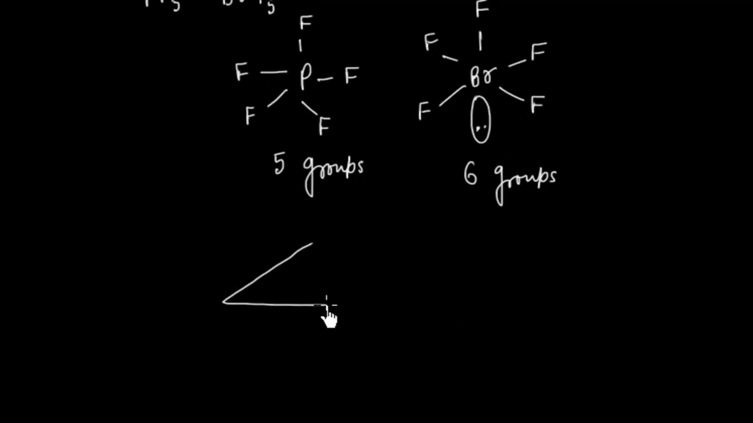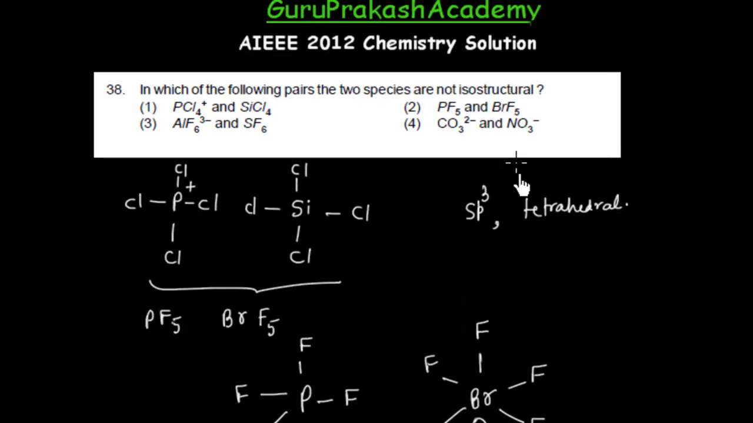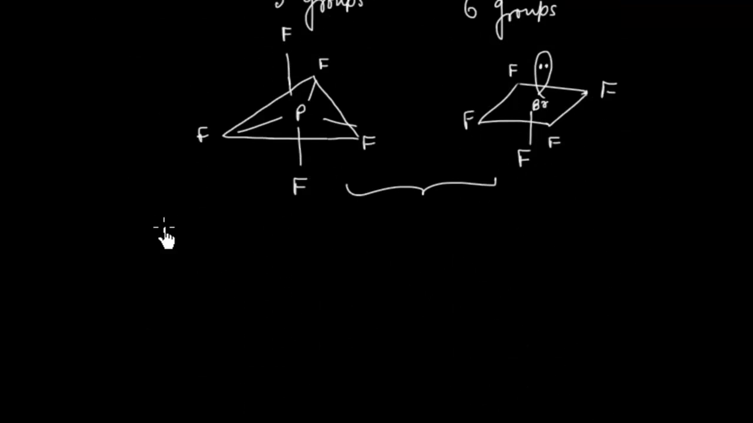If I draw the geometrical structure of PF5, I will have phosphorus with fluorine, fluorine, fluorine, and 2 fluorines up. This is trigonal bipyramidal. But in BrF5, all positions are equivalent. You have bromine at the center with fluorines, and you can put the lone pair either here or here. If I put the lone pair here, I have to have fluorine here. So basically those two compounds are not isostructural. In this case option 2 is the correct option.